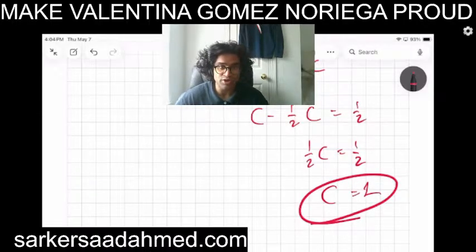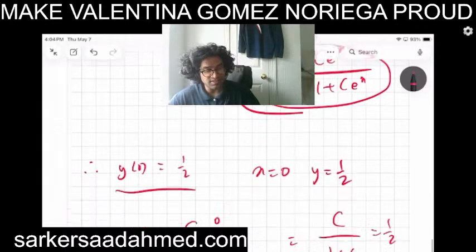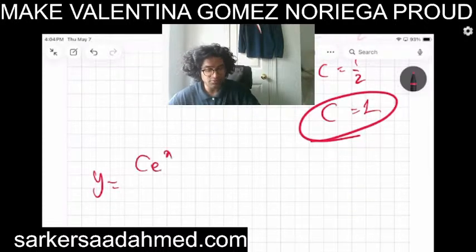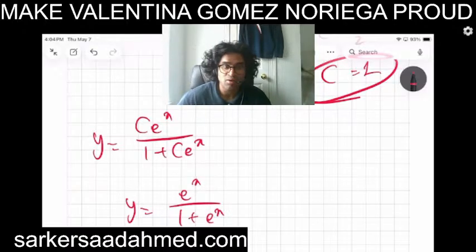And so now when you go back to your y equation, which was c e to the power x divided by 1 plus c e to the power x, you know your c is 1, so you're going to have y equal to e to the power x divided by 1 plus e to the power x. Right? Cool. And that's it. That is typically what everything has been explained.